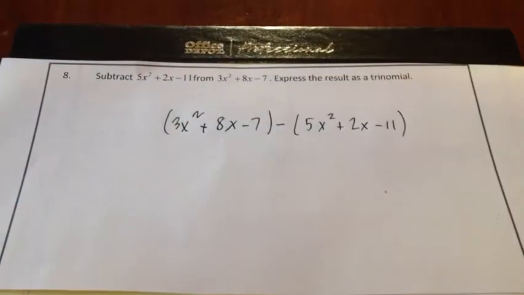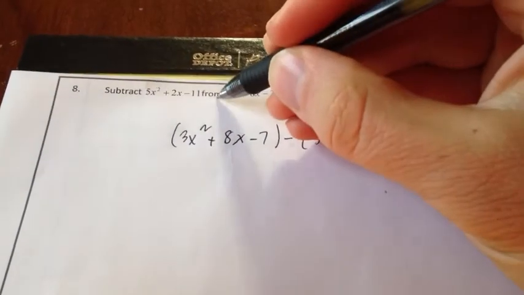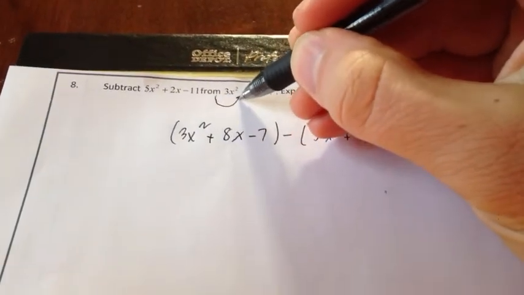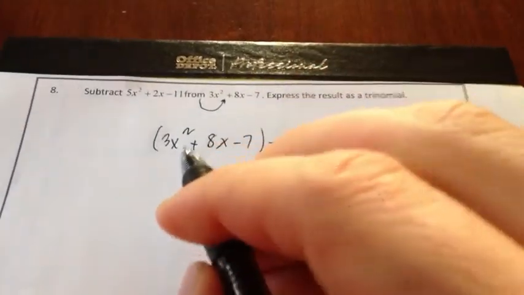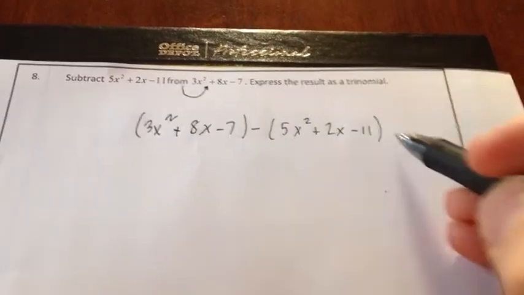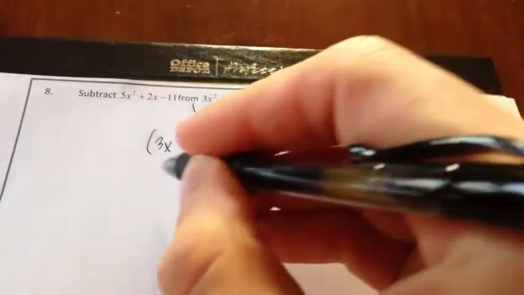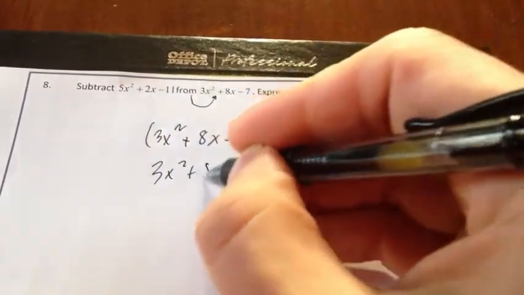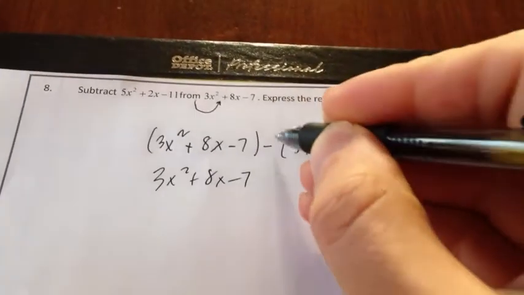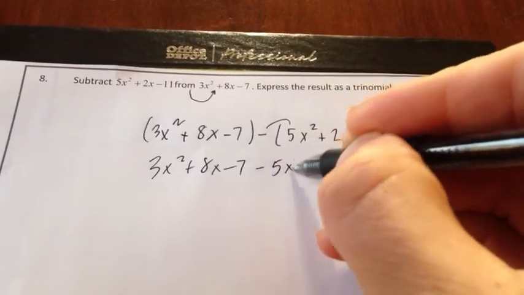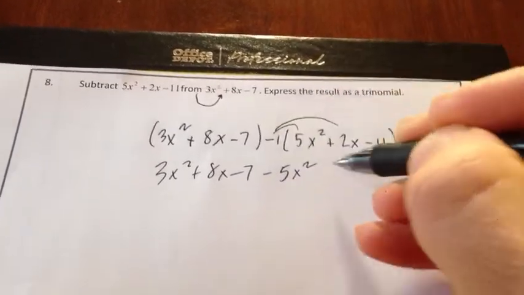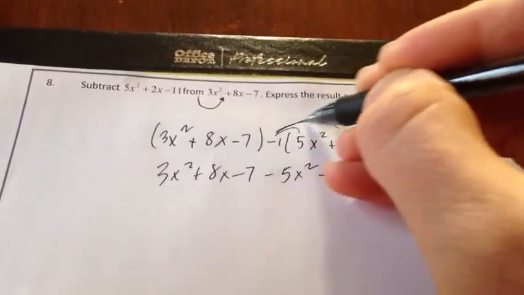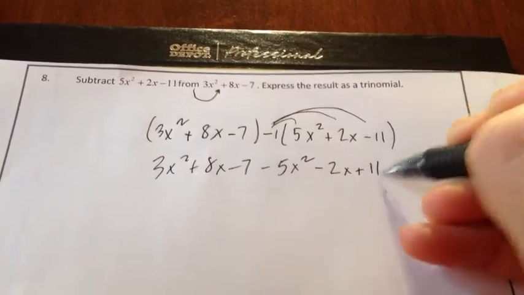3x squared plus 8x minus 7. Now remember, whatever comes after the word "from" is your starting polynomial. Okay? So I have 3x squared plus 8x minus 7 minus the first one now. When you are subtracting a polynomial, you have to make sure that you distribute that negative sign, or a negative 1, minus 2x. Now this is going to become plus 11.